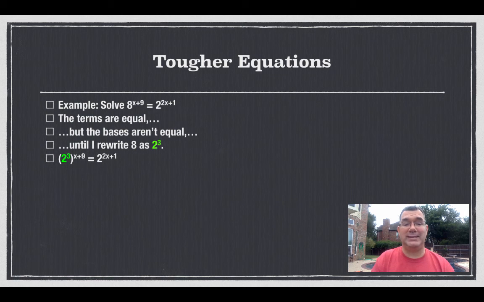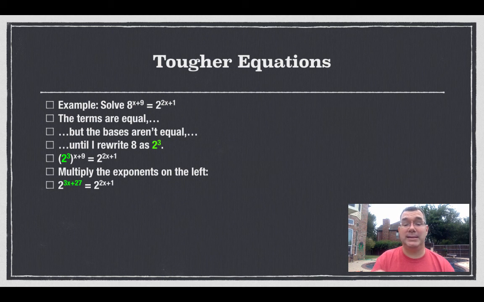So instead of 8 to the x plus 9, it's 2 to the 3rd to the x plus 9, and that still equals 2 to the 2x plus 1. And if I use my knowledge of exponents, 2 to the 3 to the x plus 9, those exponents get multiplied, so it's 2 to the 3x plus 27 equals 2 to the 2x plus 1.